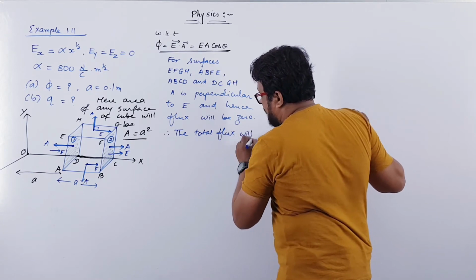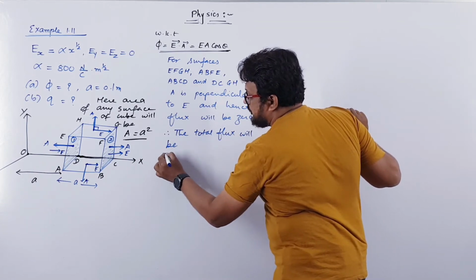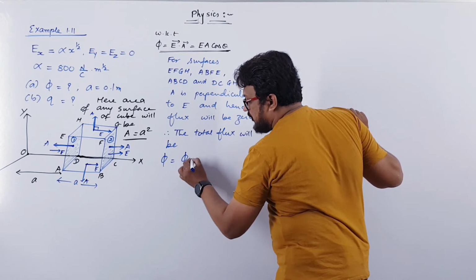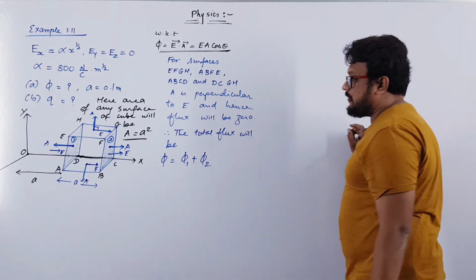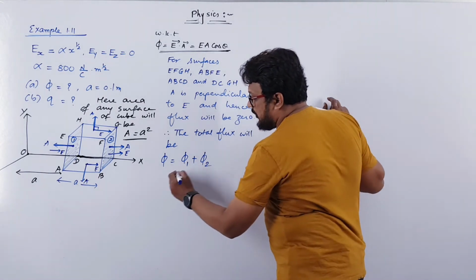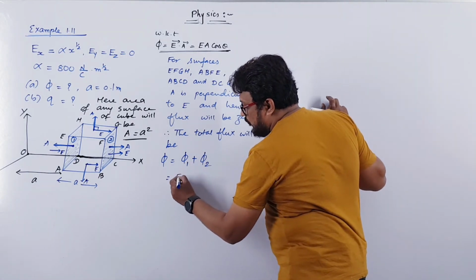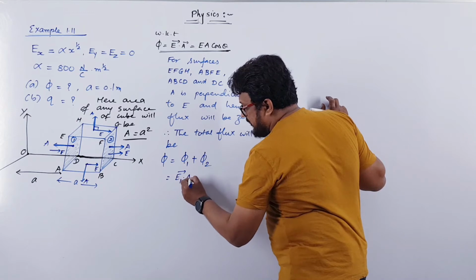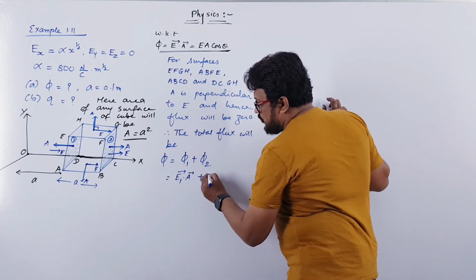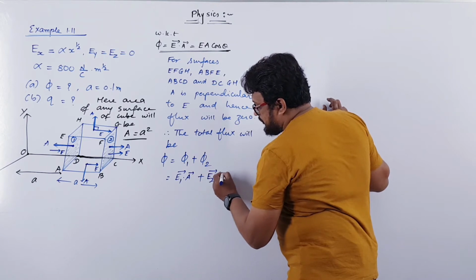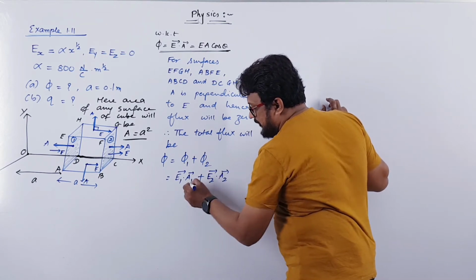The net flux phi will be equal to flux due to surface 1 plus flux due to surface 2. For the rest it is 0, as we have discussed. Now for 1 it is actually vector E1 dot A1, right, plus vector E2 dot A2.